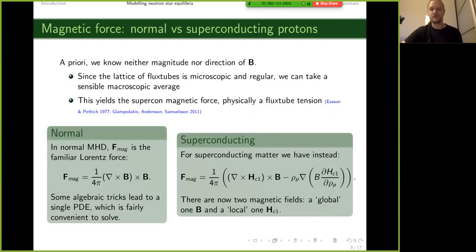So then back to the protons. For the protons and for the magnetic field, we don't know a priori either the magnitude or the direction of B.